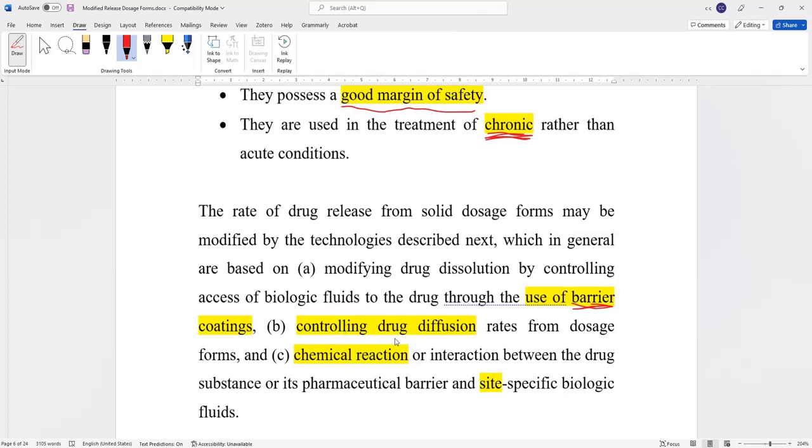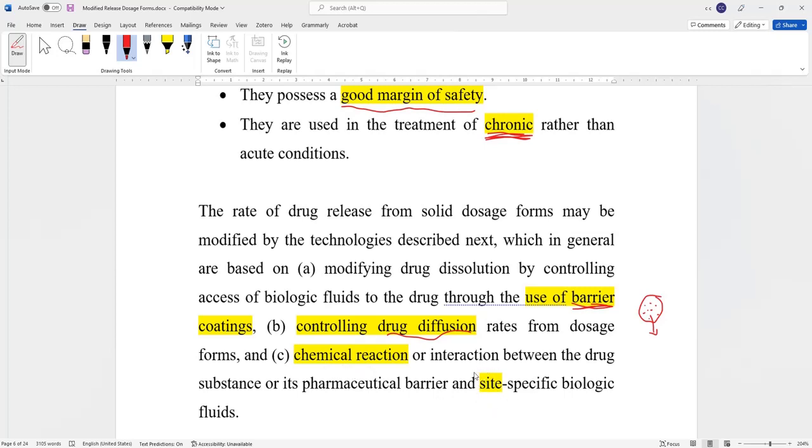Another thing is to control the drug diffusion. Drug diffusion يعني going from the tablet, this is the drug here, and the drug goes to the surrounding from the tablet. So we control the rate of diffusion, how fast it diffuses from the tablet to the surrounding. Also, we use a chemical reaction with a specific site.